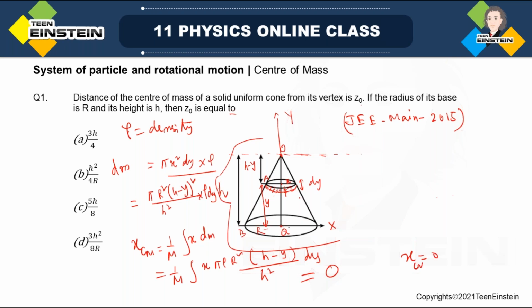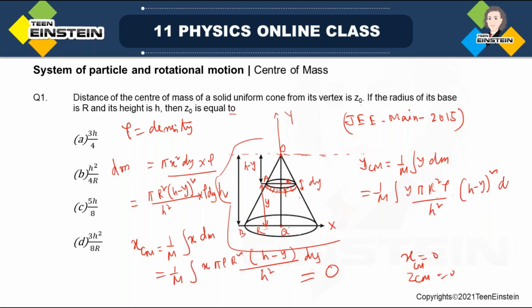x_cm is 0, z_cm is 0, because the center of mass is situated on the vertical axis, which is the y-axis. So now we can find y_cm, which is equal to 1 over m times the integral of y dm. So 1 over m, y is there, and there are a few constants: pi r square rho divided by h square, and here h minus y whole square dy, and this y is also there.